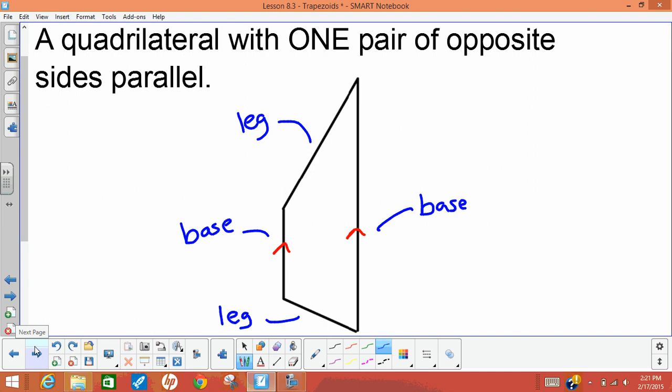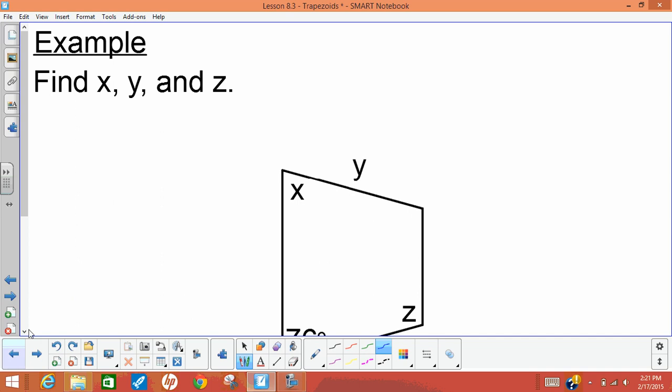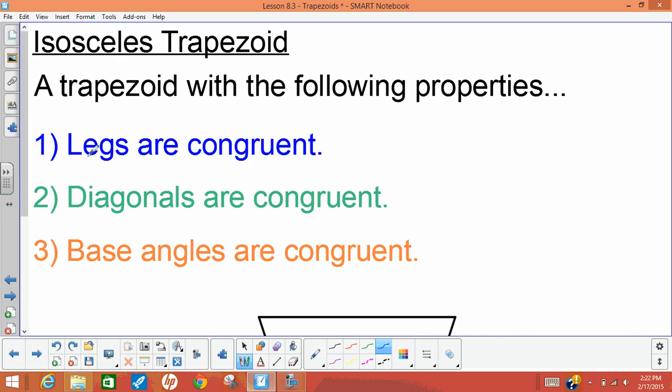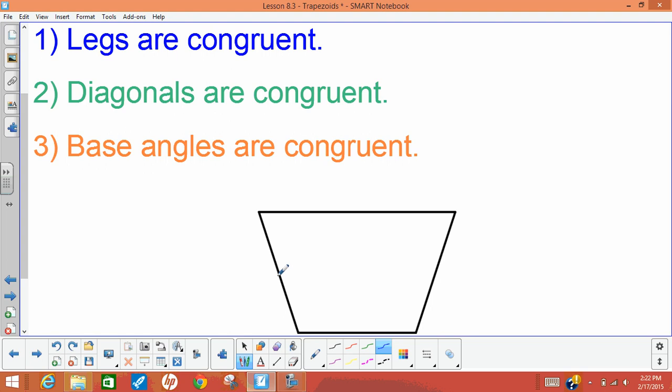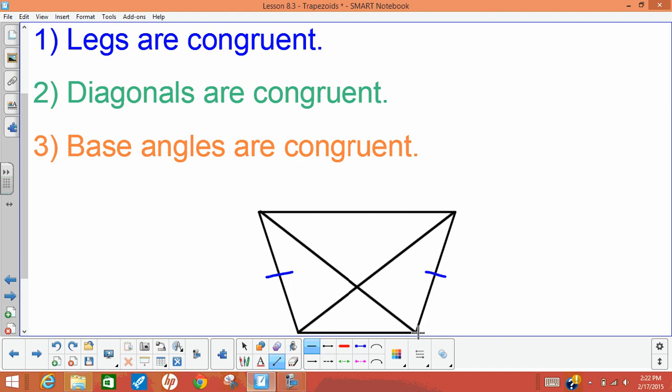So the trapezoid that we're mostly going to focus on is a special kind of trapezoid. It still has one pair of opposite sides that are parallel, has 2 bases, has 2 legs, but we call that, pardon me, an isosceles trapezoid. So this is a little different than the previous trapezoid because the legs are congruent. And then the diagonals are congruent. So if I draw the 2 diagonals here of this isosceles trapezoid, those 2 diagonals would have the same length.